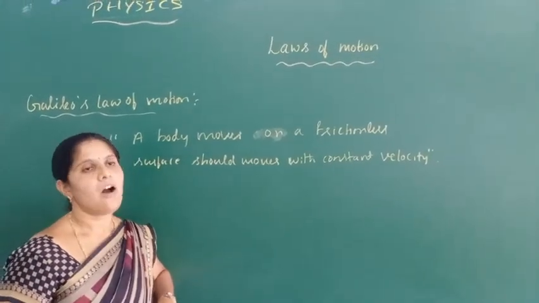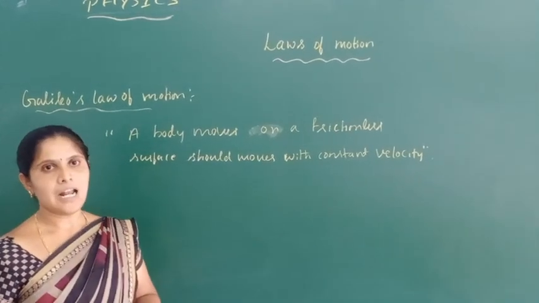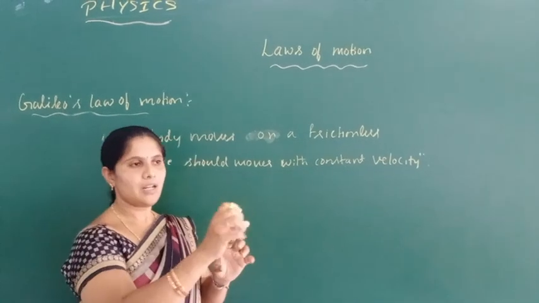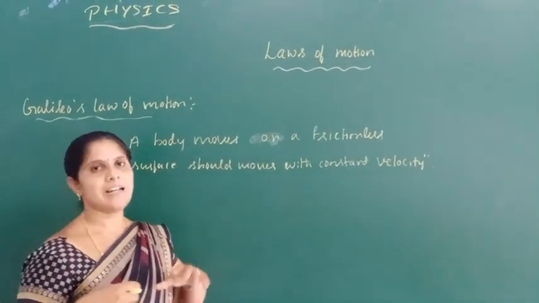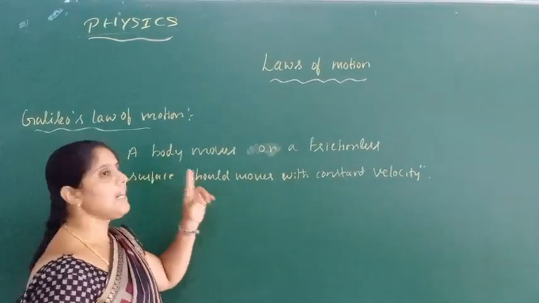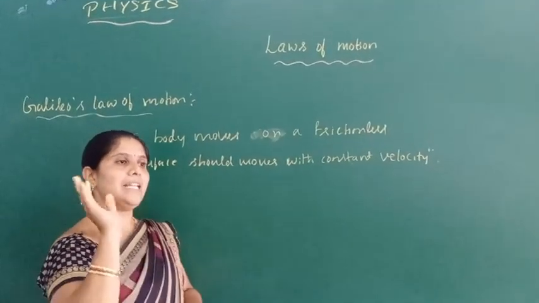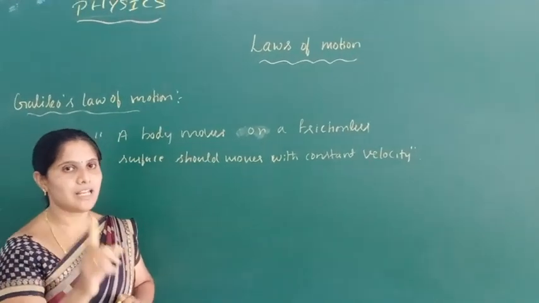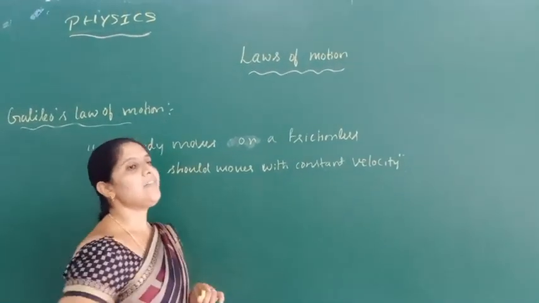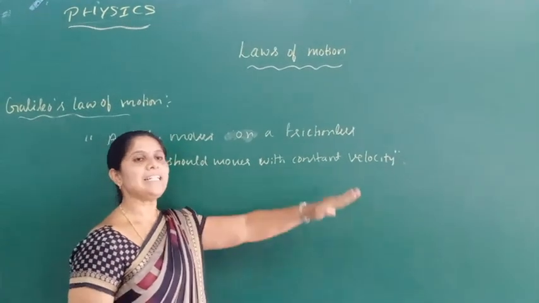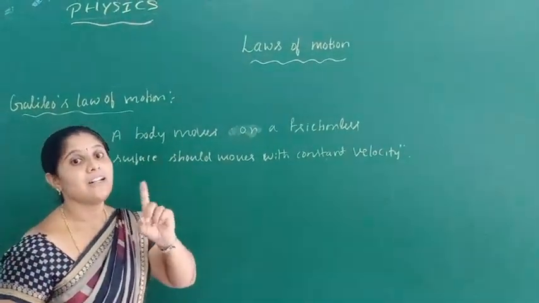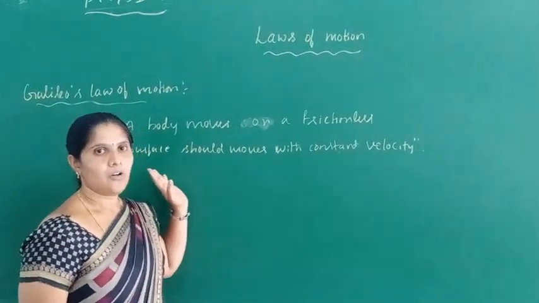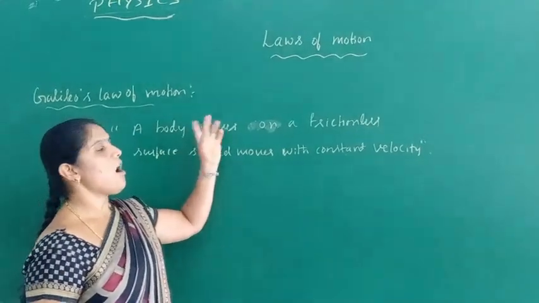You know that according to Aristotle, if I apply force to an object, the body starts moving. If I remove the force, the body comes to rest. But according to Galileo, once we apply force to an object which moves on a frictionless surface, note this, the body moves continuously with constant velocity. That is the Galilean law of motion.